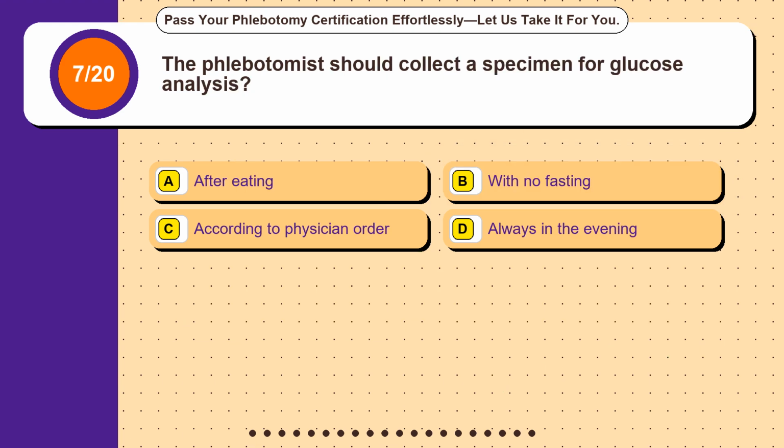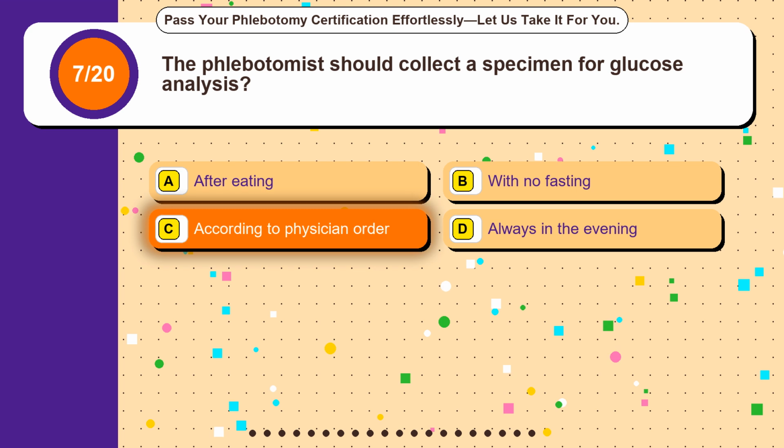Question 7. The phlebotomist should collect a specimen for glucose analysis: option A, after eating; option B, with no fasting; option C, according to physician order; option D, always in the evening. The correct answer is option C, according to physician order.